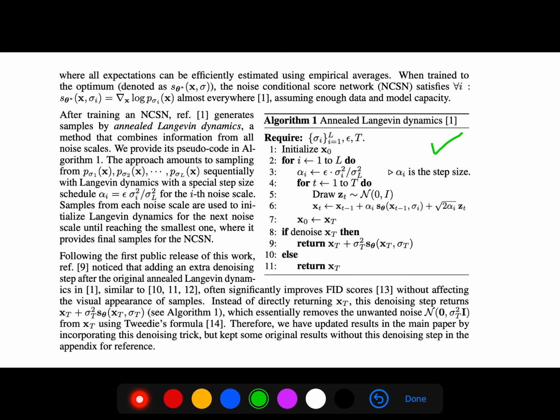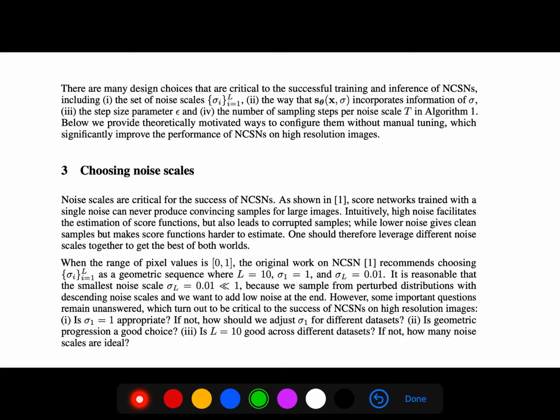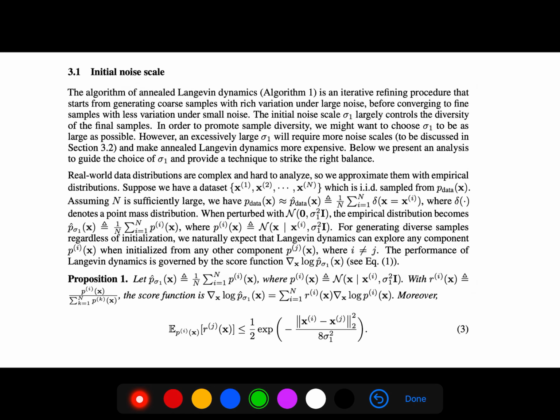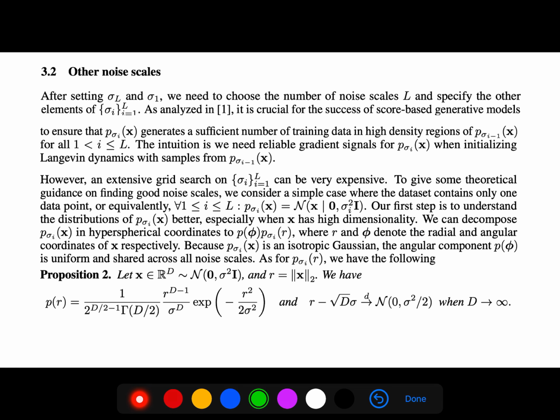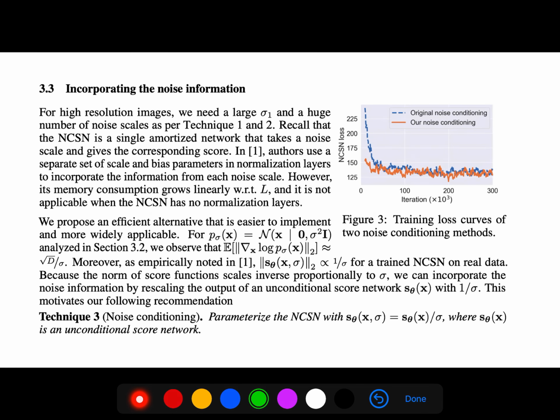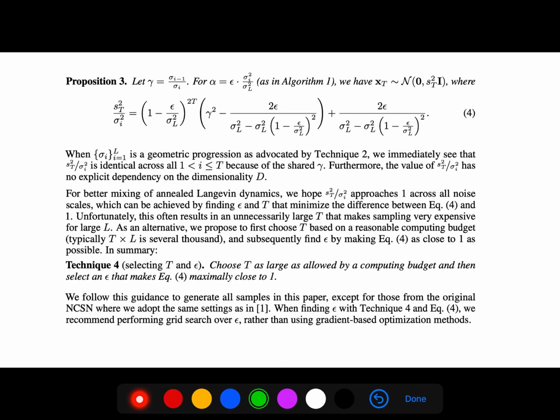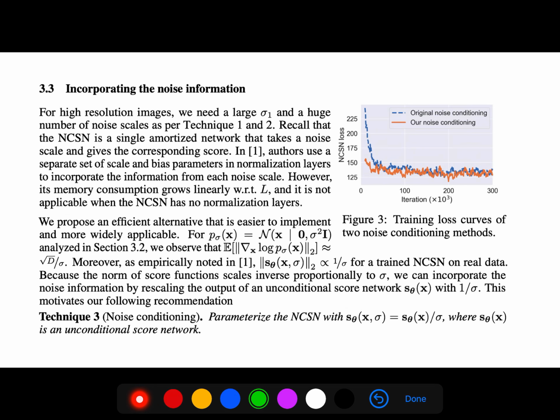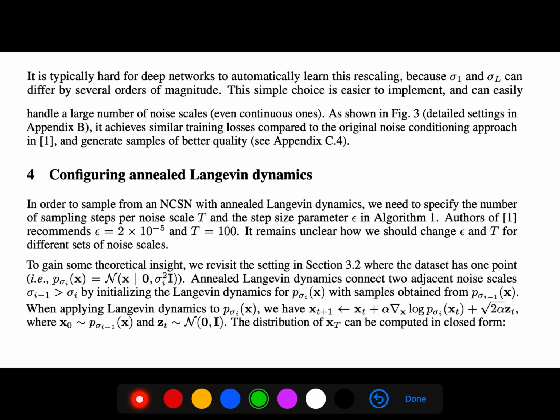And this is the annealed Langevin dynamics. So it's just a recursive update. Because you have learned a score, you can update. And choosing noise scales is very important. I've explained it in different videos. So there are many noise scales that you can use. So this paper is a bit engineering. It talks about these technical issues configuring annealed Langevin dynamics.